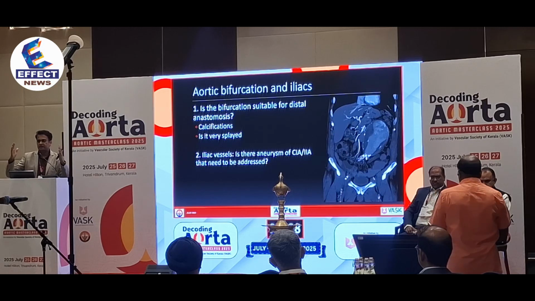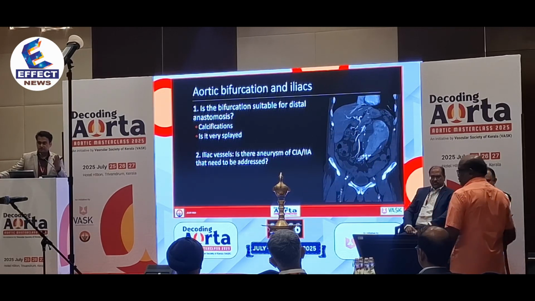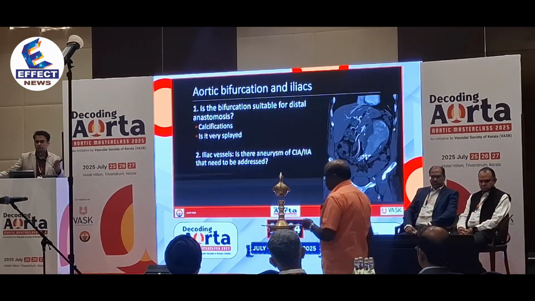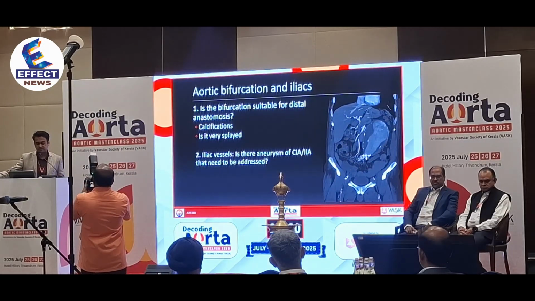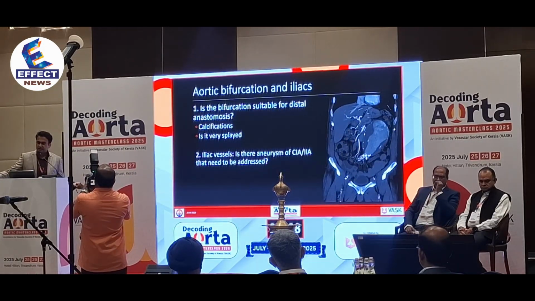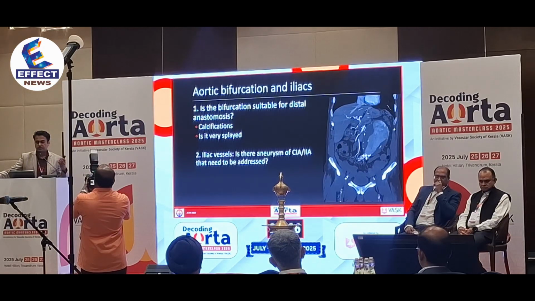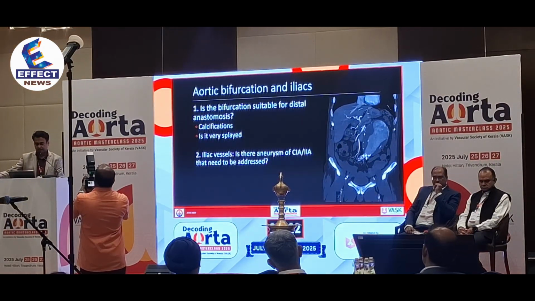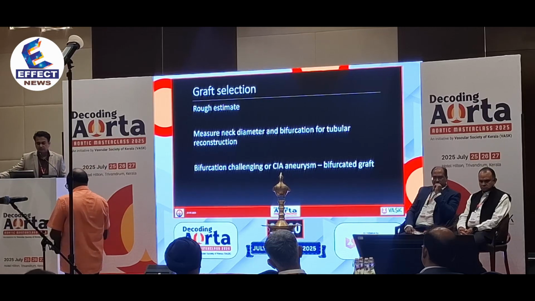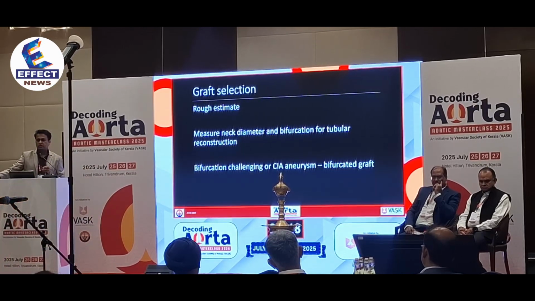If it is too splayed, even if the aneurysm ends at the bifurcation, it's very difficult to do a distal anastomosis to a very splayed bifurcation. You may choose to do a bifurcated graft. Again, if the iliacs are aneurysmal, it's obvious that you need to do a bifurcated graft repair and extend it beyond the iliacs. You can also do a rough estimation on which graft you want to select in the CT.